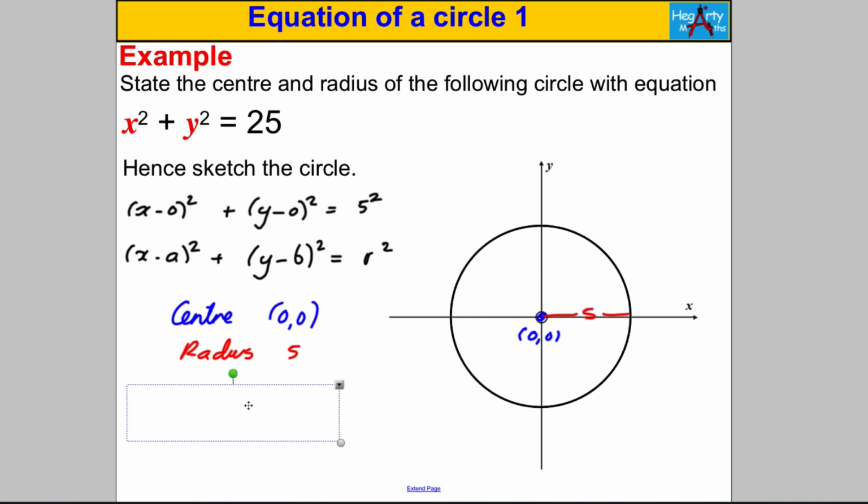And in general, it's worth pointing out, if you ever see anything of the form x squared add y squared is equal to r squared, it has centre 0, 0. So it's something you start spotting when you see that very often. Centre 0, 0 and radius r.